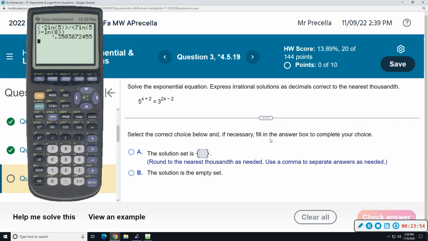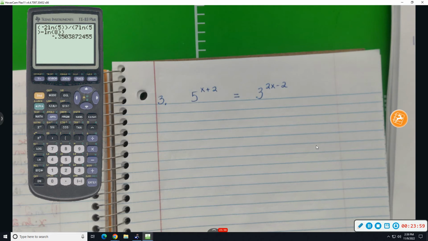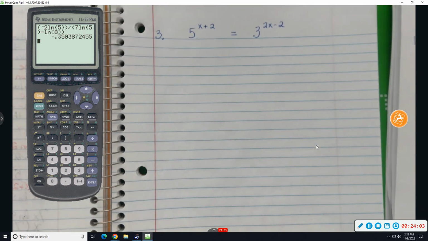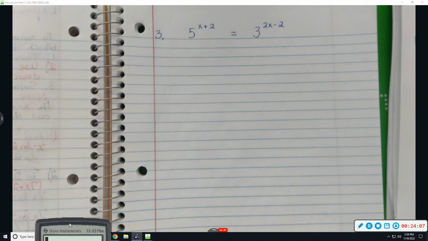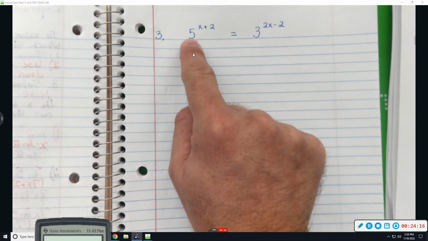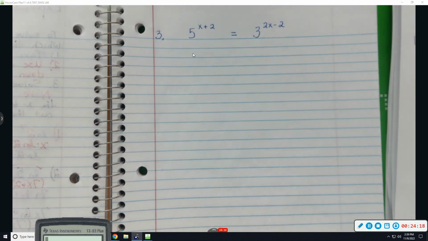Okay. Did I miscopy it? Let me move the calculator. That's sort of distracting right now. Well, can we get a common base? Well, no. If the 5 had been a 9, we could have used a common base. 5 to the x plus 2 power equals 3 to the 2x minus 2.